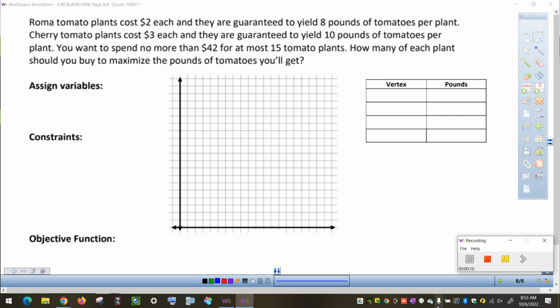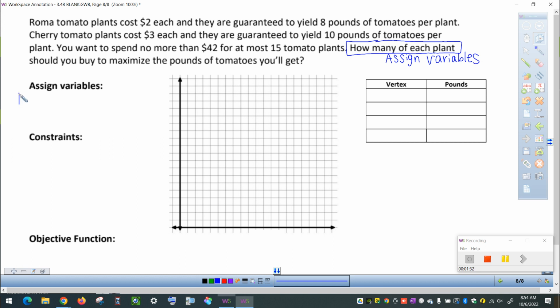All right, so let's start here with assigning our variable. And I want you to put a box around this phrase right here where it says how many of each plant. So that clue right there is going to help us to know how we should assign our variables. So we want our variables to represent the two different types of plants. You can always use X and Y as long as you define what they're supposed to represent.